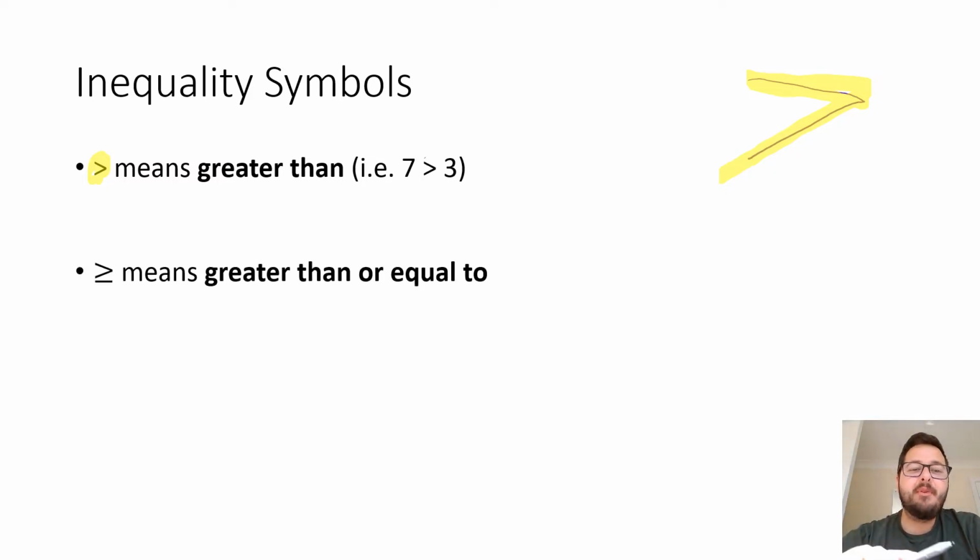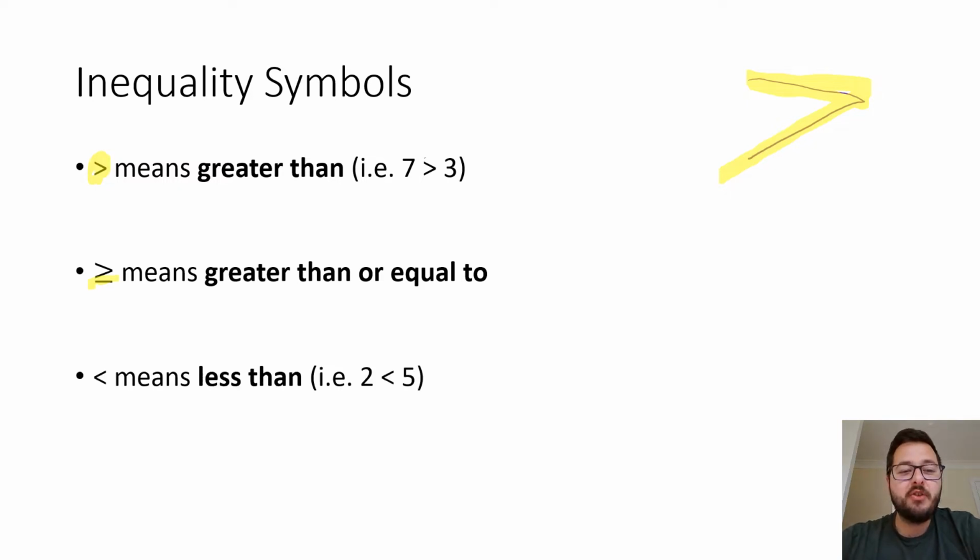Okay, and then the similar one to that is greater than or equal to. So it's exactly the same, but it's got this little extra line there, which means it could be equal to as well. So it might be, I don't know, x is more than or equal to 9. So it could be 10, it could be 11, could be 12, but it could be 9 as well. It could be equal to 9.